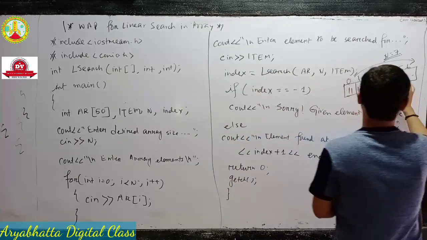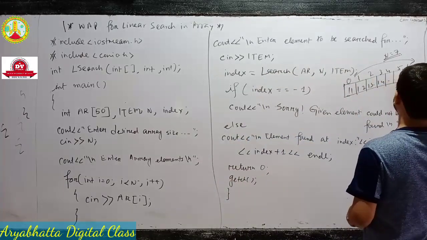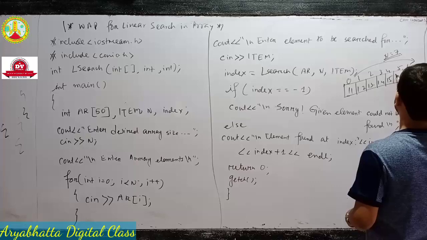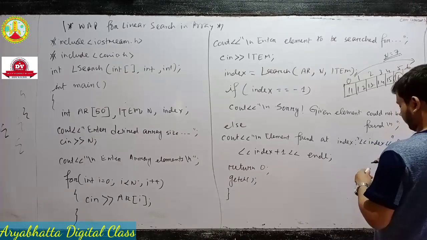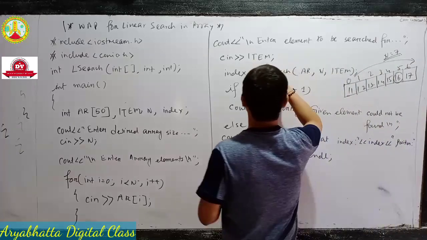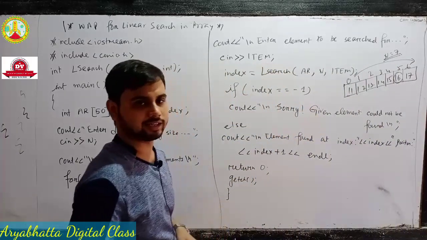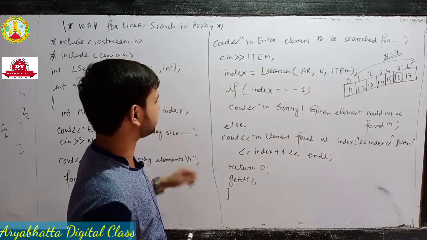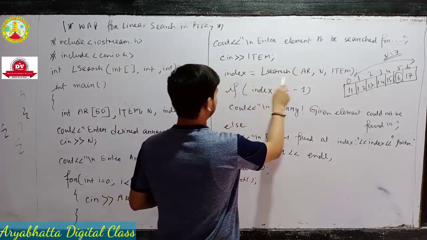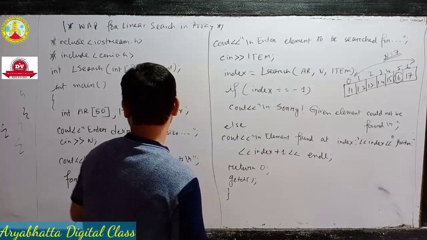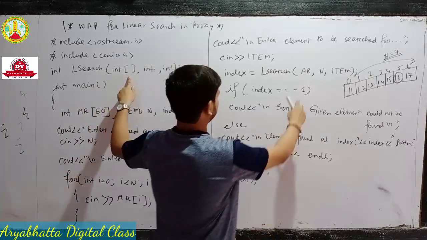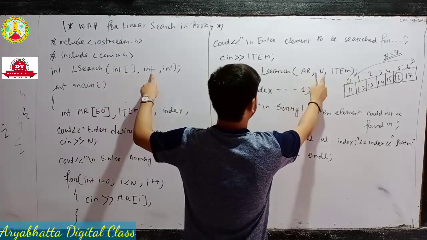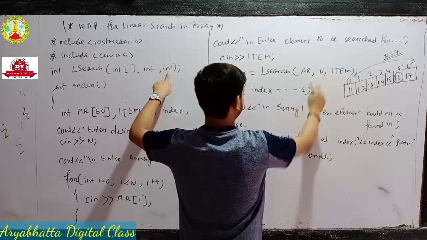What element will be searched for? Suppose this is the array: elements 15, 16, 17. Suppose you have to find the element 16. That element will be in the variable item, right? And this is the function call. You see, in the array we give this array, this is for size, and this is the item.